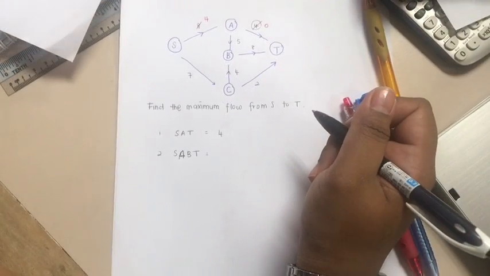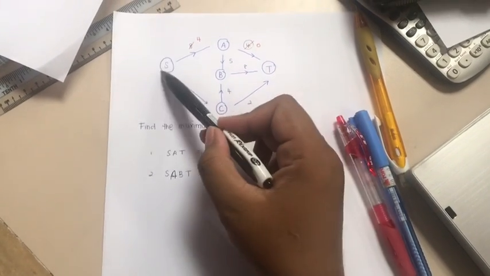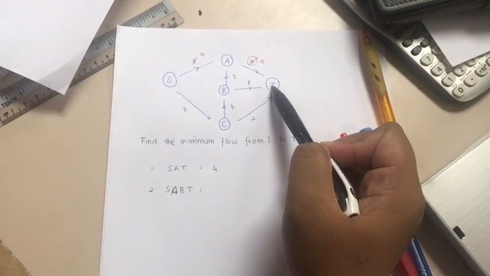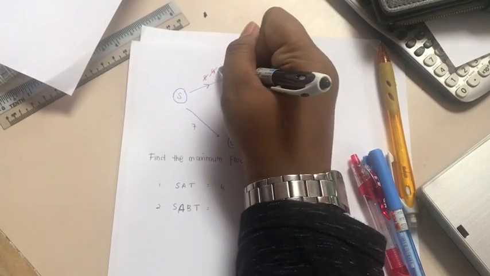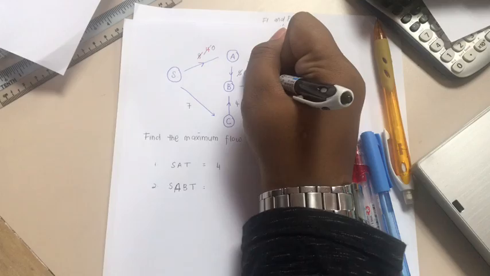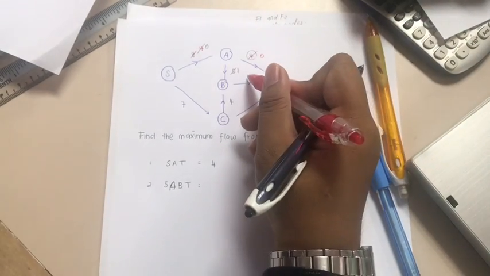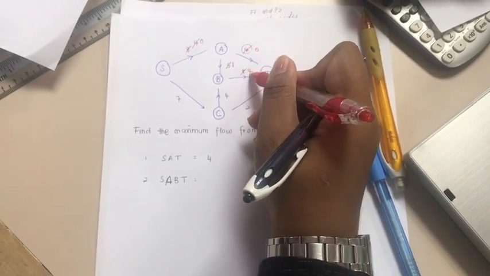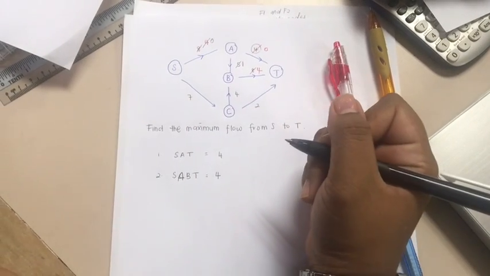Next, the other path that we can calculate is S A B T. We need to find the smallest number, which is 4. So 4 minus 4 is 0. 5 minus 4 gives us 1. And 8 minus 4 gives us 4. So the maximum for this one is 4.